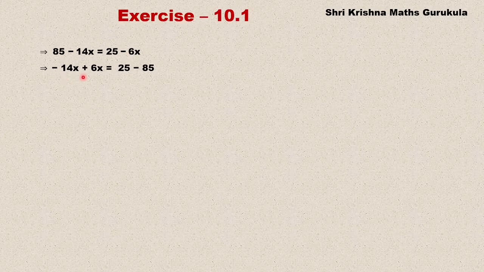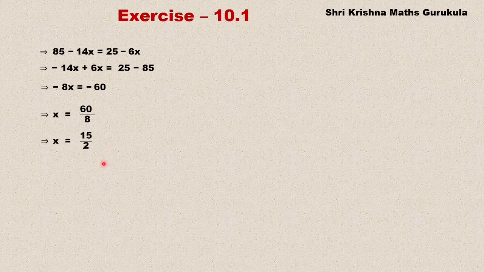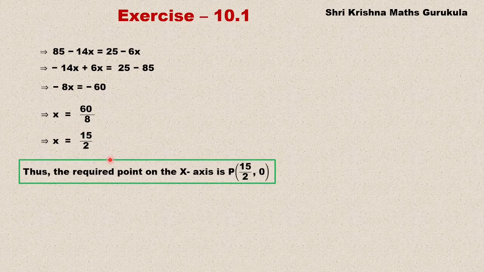It will be minus 14x plus 6x equal to 25 minus 85. So this is minus 8x is equal to minus 60. x will be equal to 60 by 8. So x is equal to 15 by 2. So this is the point. How do we represent any point on the coordinate system? It is like this. Thus, the required point on x-axis is P of 15 by 2, 0.